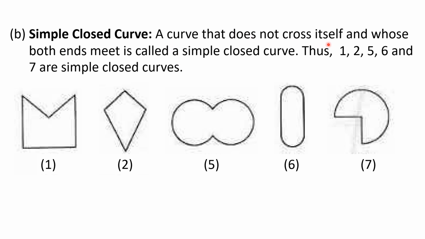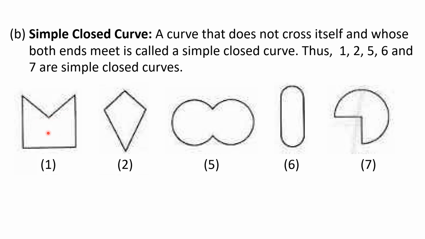A curve that does not cross itself, that is for simple, and whose both ends meet is called a simple closed curve. You see here the ends are meeting. There is no loose or open end. Let me explain what is the meaning of open end, and then it would have been known as a simple open curve. Let's say this line is missing. This line is not there. You start from here, you draw and come to here. You do not go here. You stop here only. Then this end is loose, open. This end is also open.